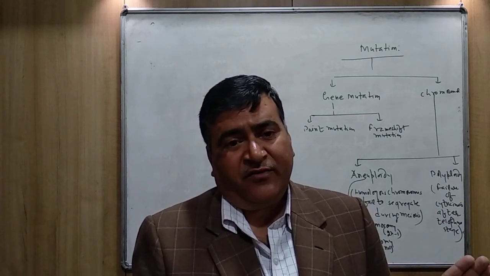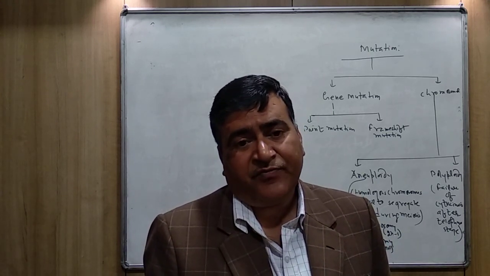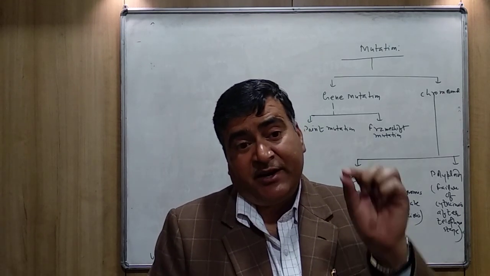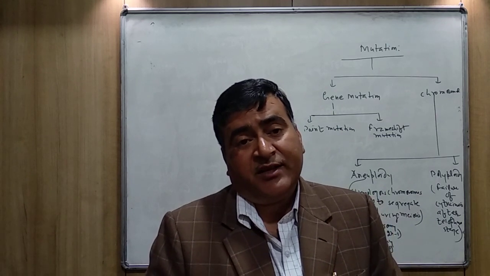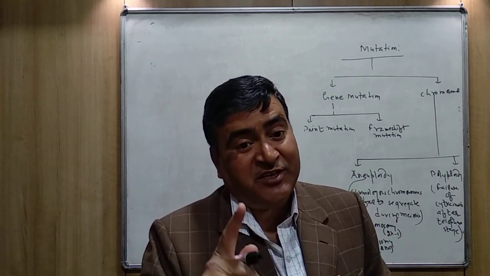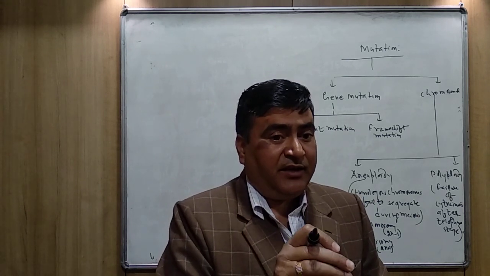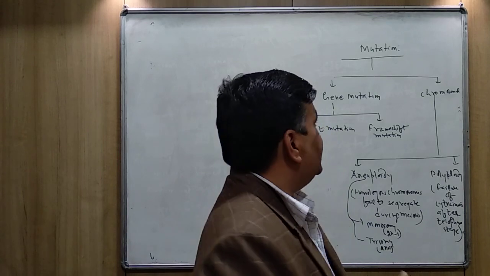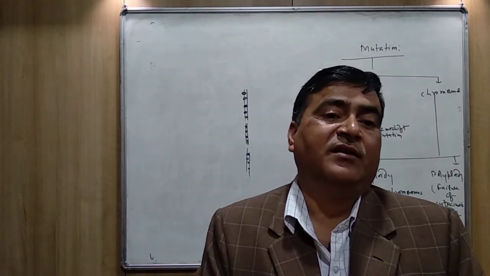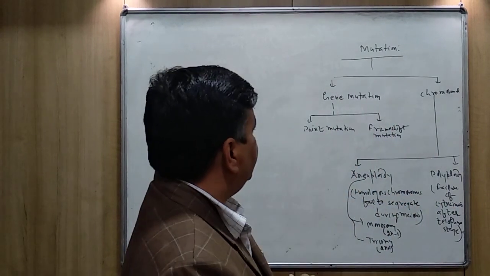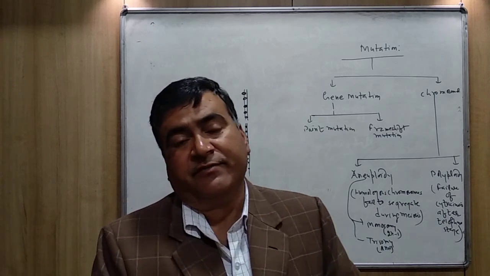In gene mutation, we are not talking about how the chromosomes are going to be changed. If the mutation takes place in a particular gene which is located on the chromosome, this is called what? Gene mutation. So the mutation which takes place in the gene is called gene mutation. And gene mutation is further divided into 2 parts, that is point mutation and frameshift mutation.